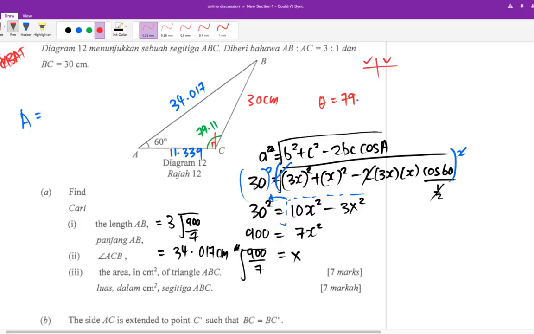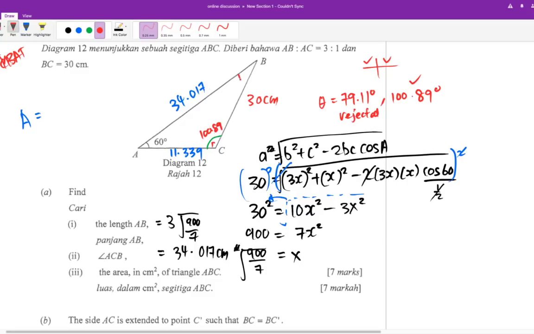The first answer is 79.11. The second answer is 180 minus this one. So I will use 180 minus my answer just now. I will get 100.89. And I guess this one is the correct one, because this one seems like the obtuse angle. So I will reject this answer and take the 100.89. So this one is not 79.11 anymore. This one should be 100.89.